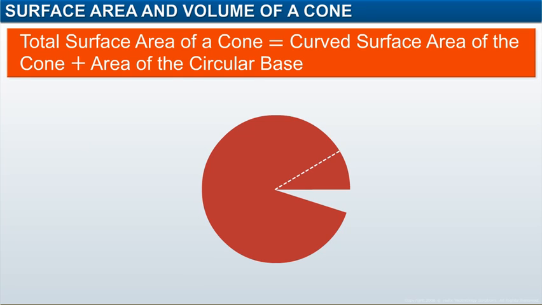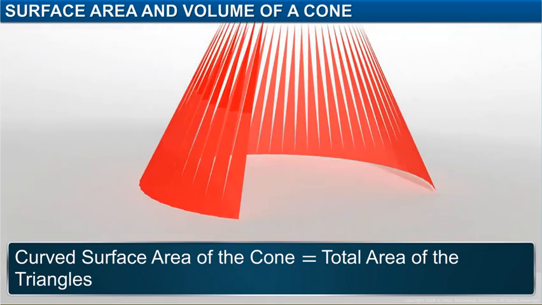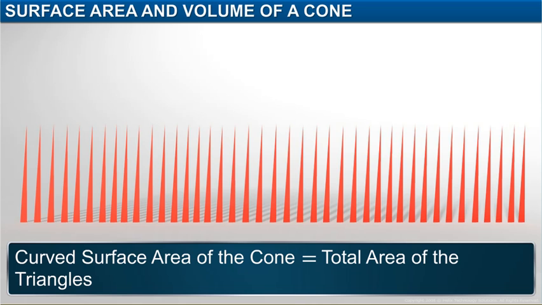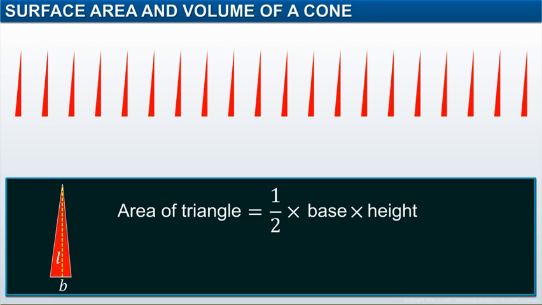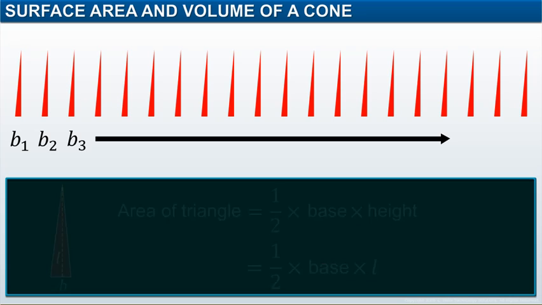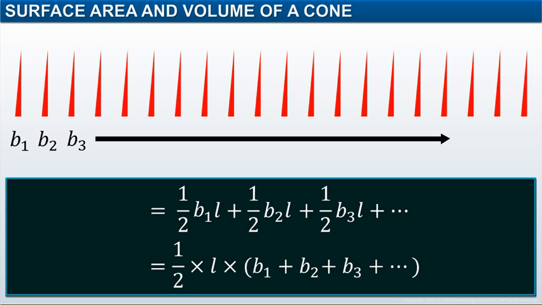Now, let's divide this piece into as many triangles as possible. The curved surface area of the cone will be equal to the sum of the areas of these triangles. The area of each triangle is calculated as half base into height. Since the triangles are so tiny, the height is equal to the slant height L of the cone. Let the bases of these triangles be b1, b2, b3, and so on. The total area of all the triangles can be calculated as shown here. Taking half and L as common, we get the total area of the triangles as half slant height into the sum of the bases of the triangles.